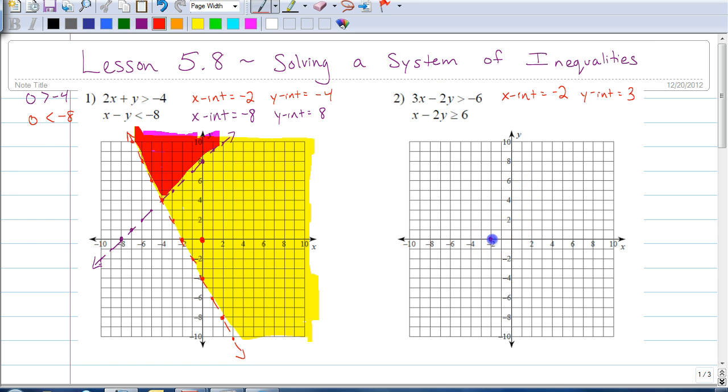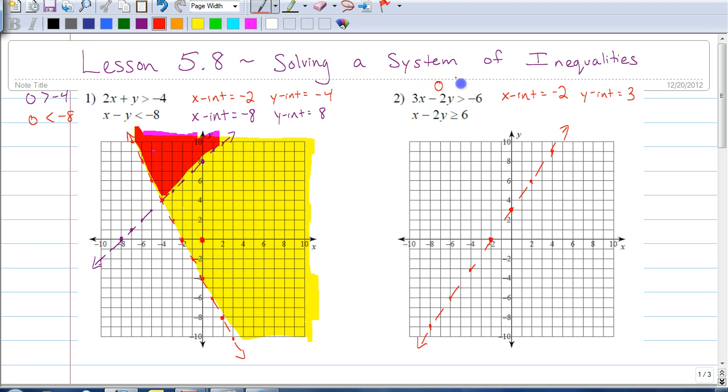My x-intercept, again, is negative 2. My y-intercept is a positive 3. My slope here, I go up 3 over 2, up 3 over 2, up 3 over 2, or down 3 to the left 2, down 3 to the left 2. And I would use a dashed line here. Okay, now to see if I shade above or below, I'm going to use the point (0, 0).